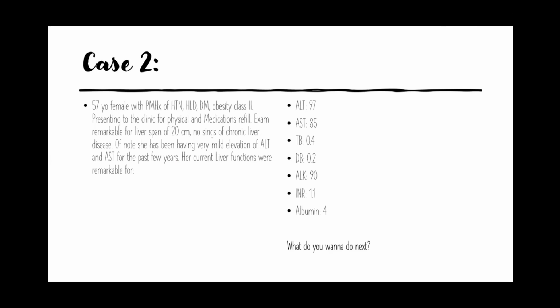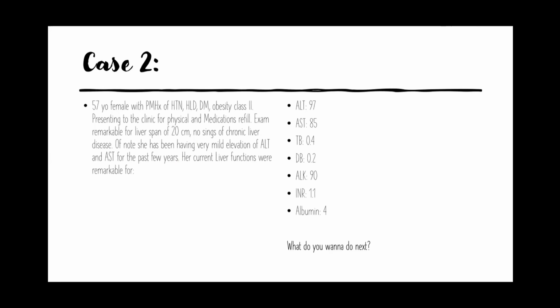Okay, so what type of liver injury does this patient have? I think it's hepatocellular. Is it severe? It's not severe. The ALT and AST are slightly elevated. Okay, what do you want to do next, or what do you want to ask next?